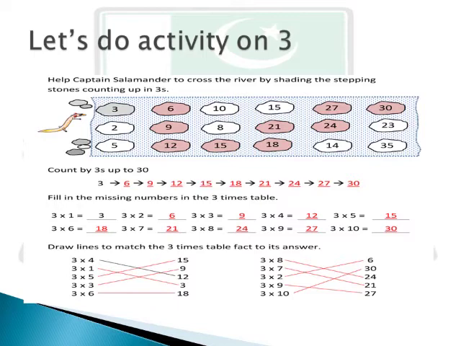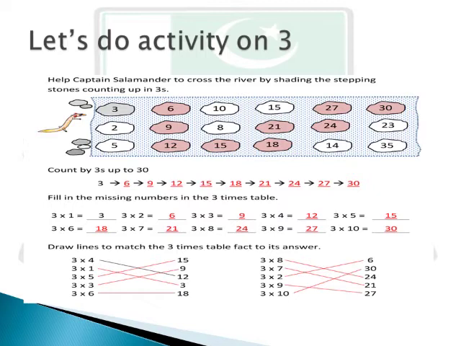Now you can do that with the help of adding 3 to the previous number. 3 plus 3 is 6. 6 plus 3 is 9. 9 plus 3 is 12. 12 plus 3 is 15. 15 plus 3 is 18. 18 plus 3 is 21. 21 plus 3 is 24. 24 plus 3 is 27. 27 plus 3 is 30. Excellent. Now you can read the table of 3 because you have practiced adding 3 and counting up in threes. So you will use the times table that you have learned previously.